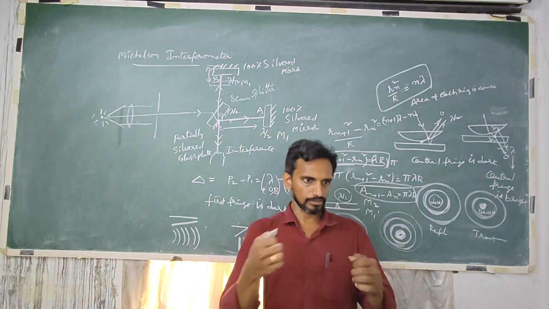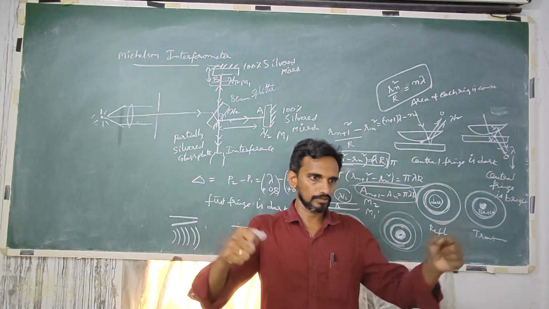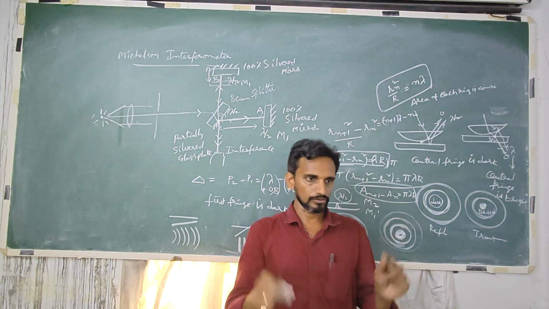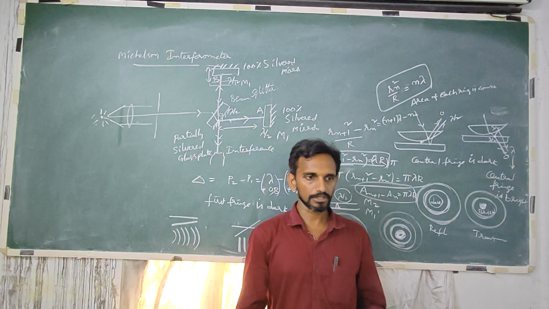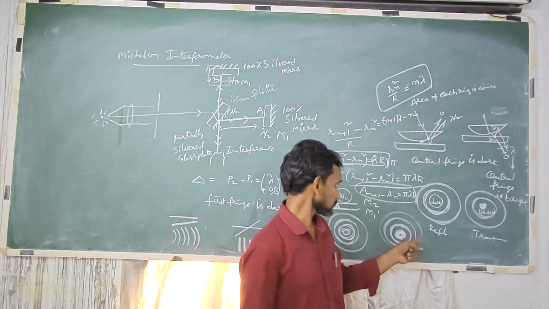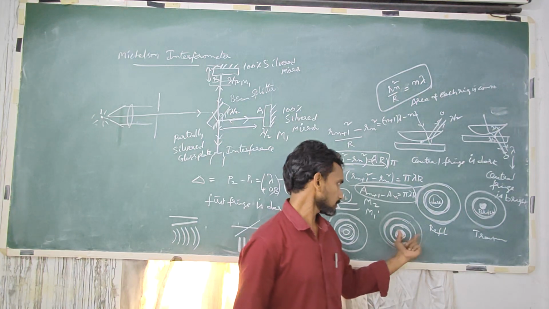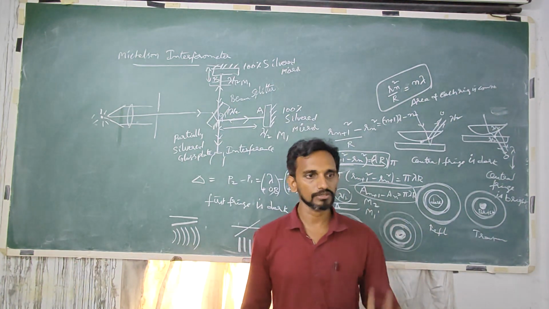ఈ కుక్కర్‌లో గ్యాస్కెట్ ఉంటుంది కదండి, దాన్ని మీరు స్ట్రెచ్ చేసుకుంటూ పోతే ఏమవుతుంది, విడ్త్ తగ్గిపోతూ ఉంటుంది, బట్ ద మెటీరియల్ రిమైన్స్ సేమ్. సో హియర్ ఆల్సో ఏరియా ఆఫ్ ఆల్ ద రింగ్స్ ఆర్ ఈక్వల్, but as the radius increases, the thickness of ring reduces.